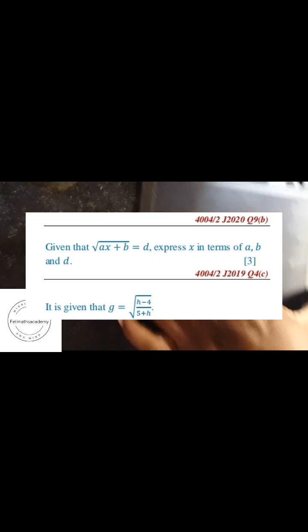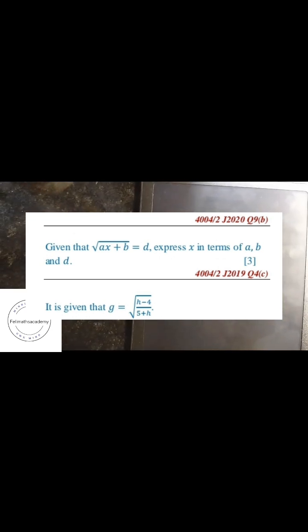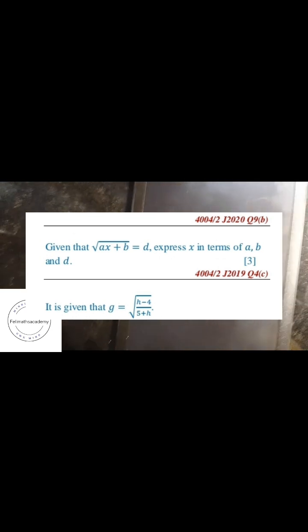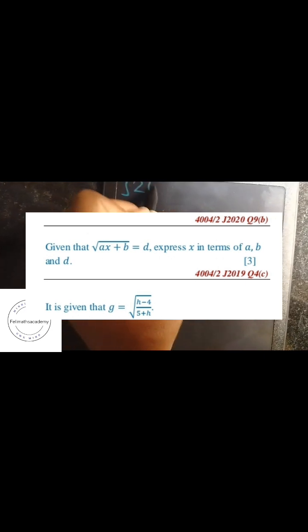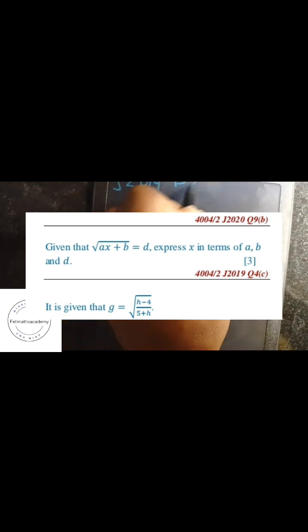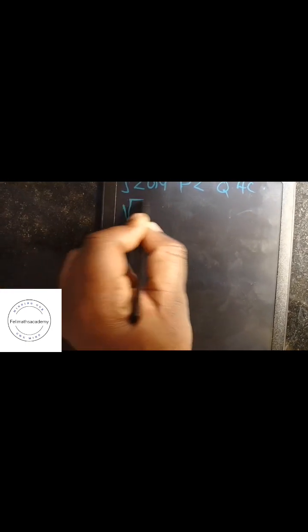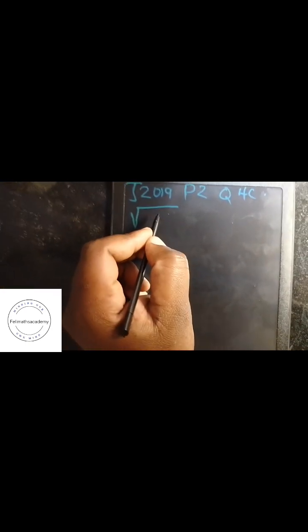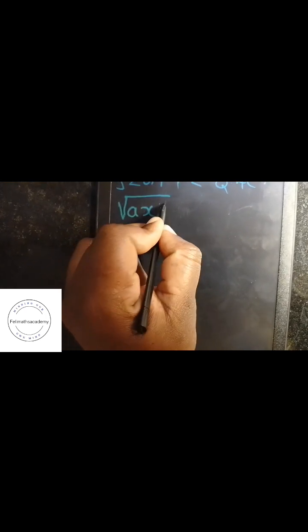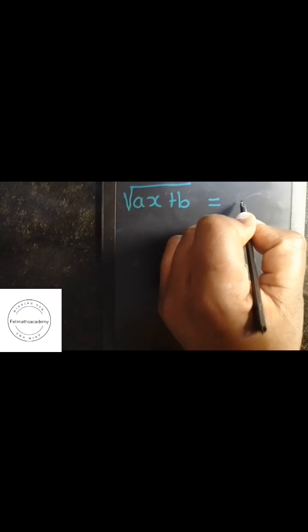Then we move on to the second question. It's a June 2019 paper 2 question 4C. It reads, given that the square root of ax plus b is equal to d.